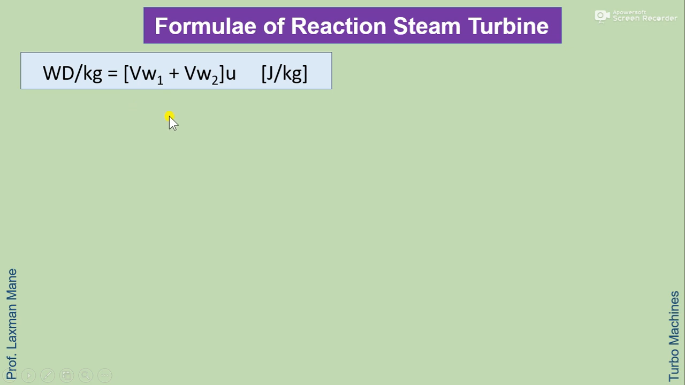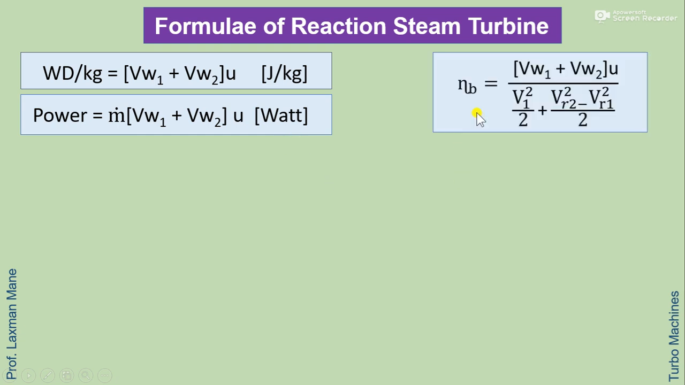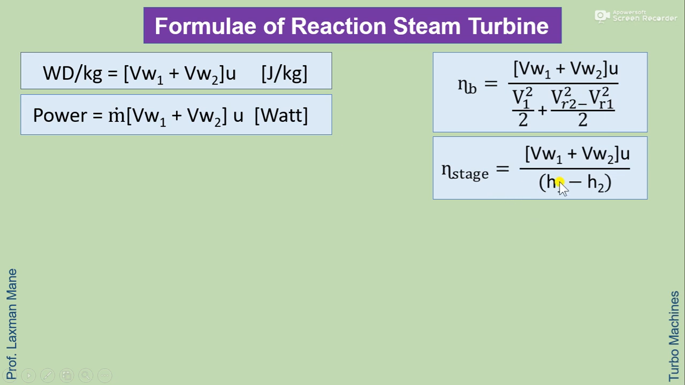Work done per kg is a formula, its unit is joule per kg. Power is the product of mass flow rate and work done per kg, its unit is watt. Blade efficiency is equal to (Vw1 plus Vw2) into U divided by (V1 square by 2 plus Vr2 square minus Vr1 square by 2). Stage efficiency is the ratio of work done per kg to enthalpy difference. Number of stages is equal to total heat drop divided by enthalpy difference.